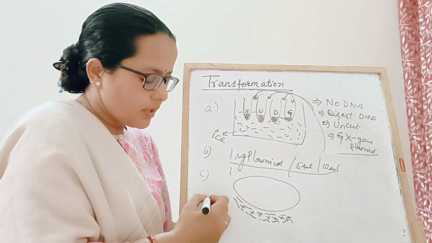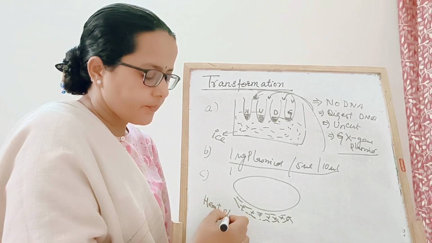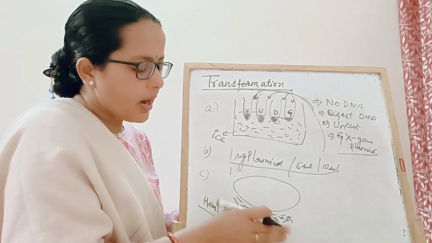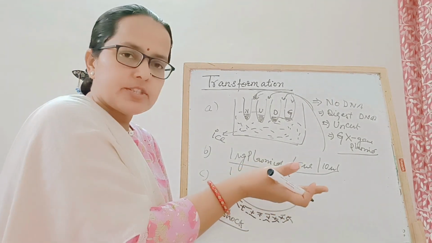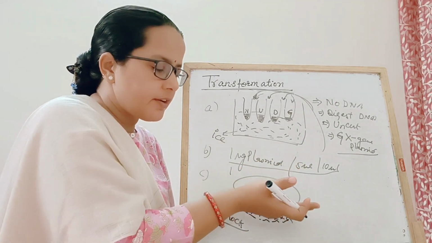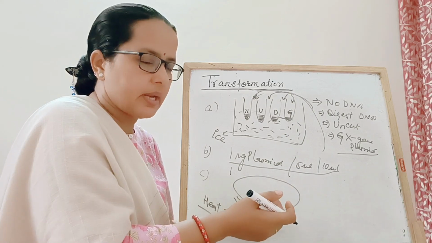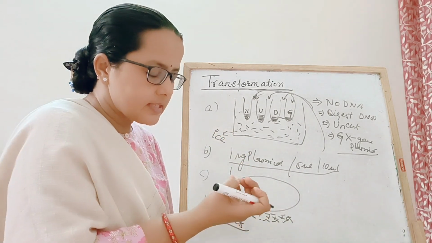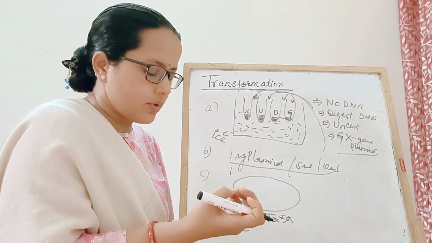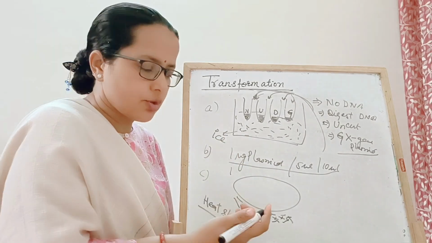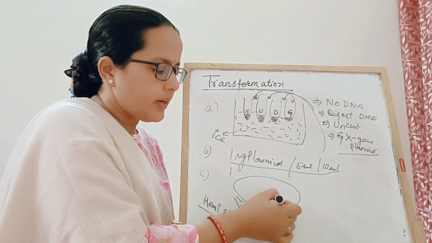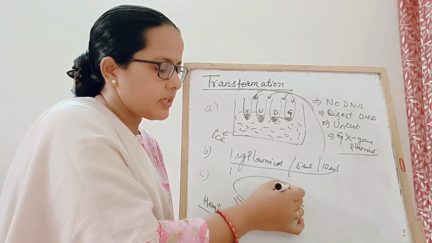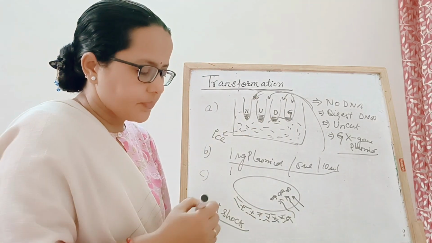We have to give heat shock, because as the calcium is bound to the membrane, it will reduce the negative potential of the membrane, and now the membrane is slightly porous. As it is slightly fragile or very porous, when you give the heat shock, the DNA molecule will get entry into the cell. So your plasmid DNA will get entry into the cells.